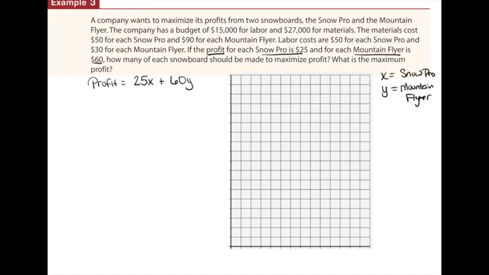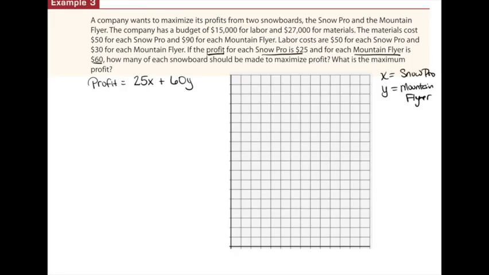So once I've set up my profit equation, you'll notice I'm underlining these. You want to get either some type of colored pencil or highlighter when you start doing these problems. Profit is $25 for this, $60 for that. I'm actually done with this particular sentence right now.